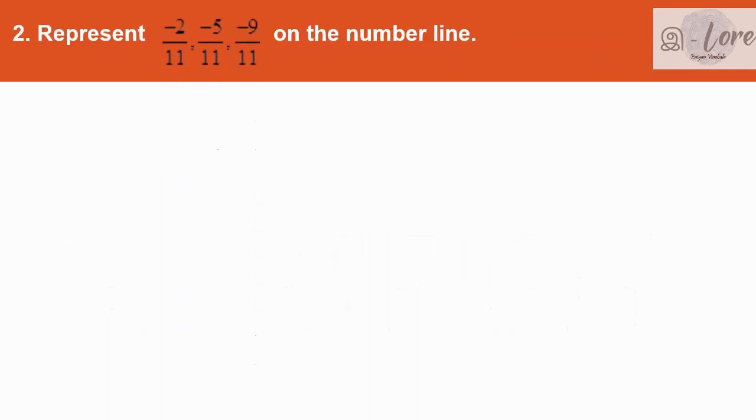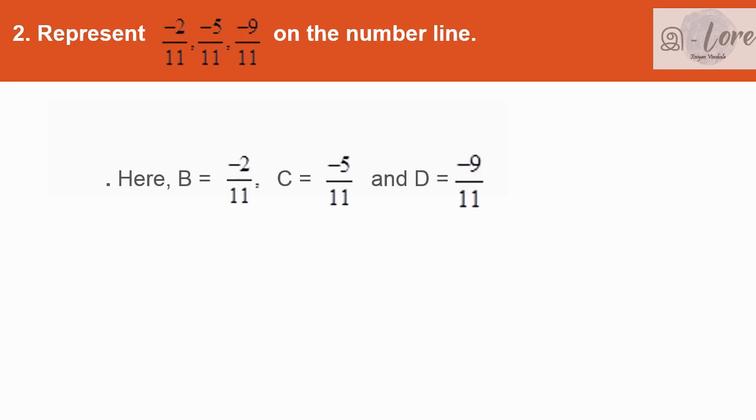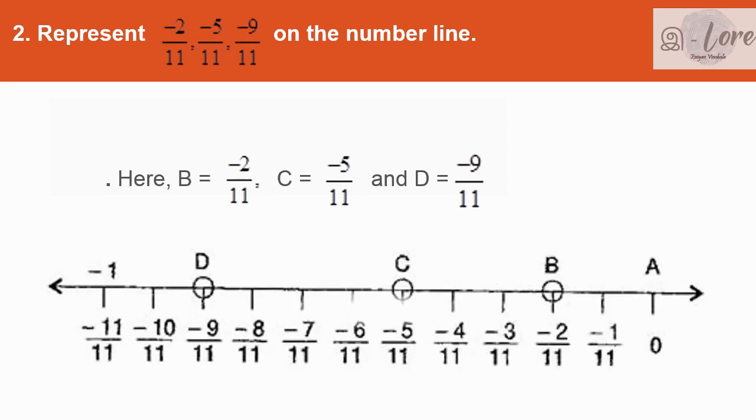Okay, now we come to the third question. Second question, represent minus 2 by 11, minus 5 by 11, minus 9 by 11 on the number line. Here I am representing b equal to minus 2 by 11, c equal to minus 5 by 11, d equal to minus 9 by 11. All have equal denominators, so the work is very simple for us. Take a straight number line and represent the numbers 0 to minus 1, because for all the numbers the numerator is less than the denominator. So our work is very simple.